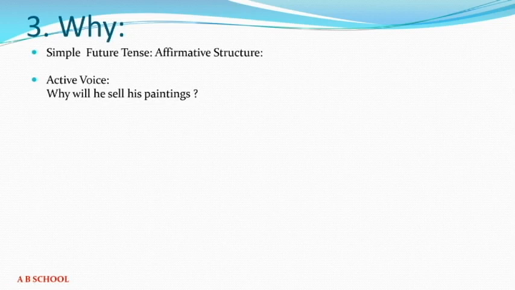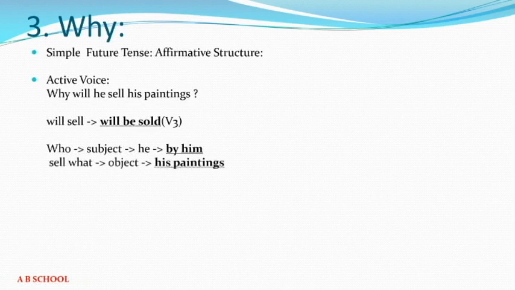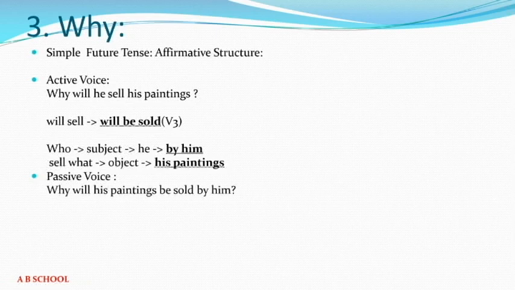Okay, and then ask sell, what will be sold? His paintings, right? The answer is his paintings. So that is the object. So you have got the subject, the object, and also the conversion of the verb. Fine. So with these tools, try to find out what will be the correct way of changing the sentence. You tried? Yes, I hope your answer was right. Why will his paintings be sold by him?